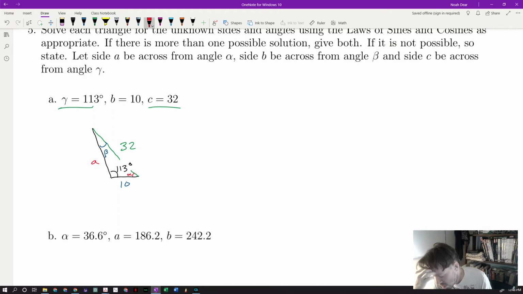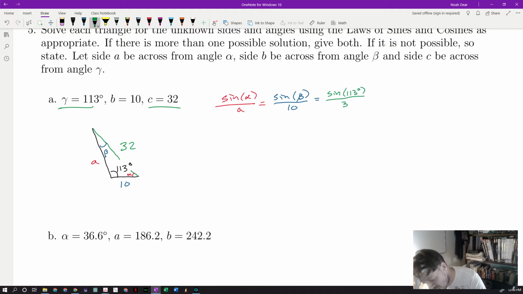So let's see if we could set something up with law of sines, see if we get anything, and then we'll see if we could set something up with law of cosines, see if there's a better option. So trying the law of sines, I'd have sine of alpha over A equals, already I see that that's not going to be very helpful there, but I get sine of beta over 10 equals, for that one I've at least got one of them, and then I've got sine of 113 degrees over 32. And this actually shows me that I could solve this for beta.